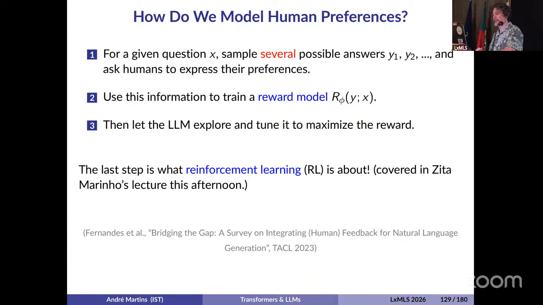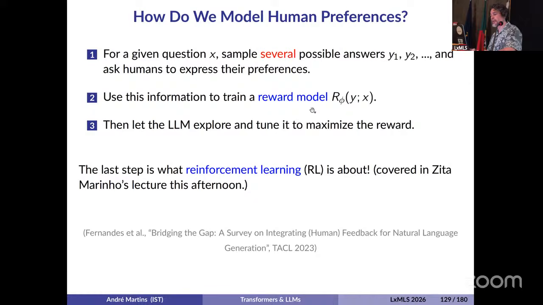So instead of using only one ground truth answer, we start by presenting a question to a model and sampling several possible answers from this model. Let's call them Y1, Y2, and so on. And then you ask humans to express their preferences. So humans would say, I like Y2 better than Y1. Then we can use this preference information to train a reward model. And our goal is that the reward model should assign bigger rewards to things that humans prefer more, right?